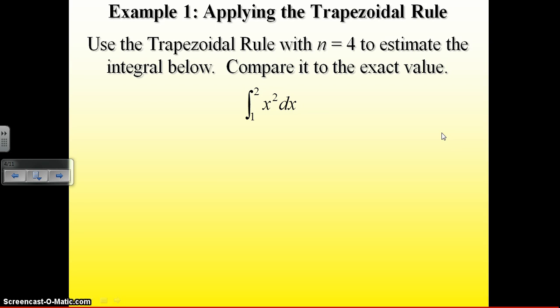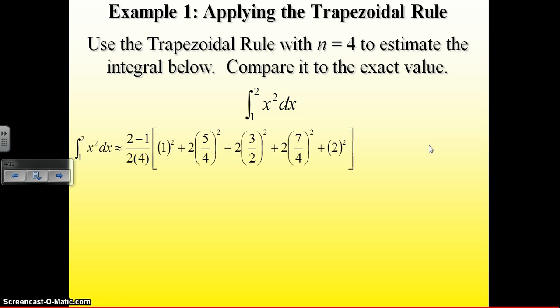Alright, applying the trapezoidal rule. We are going to estimate the area underneath x squared from 1 to 2, and we're going to do it with 4 trapezoids. Now, if you want, you can take the time to make a sketch of this. I'm not going to. I'm going to go straight to the trapezoidal rule now.